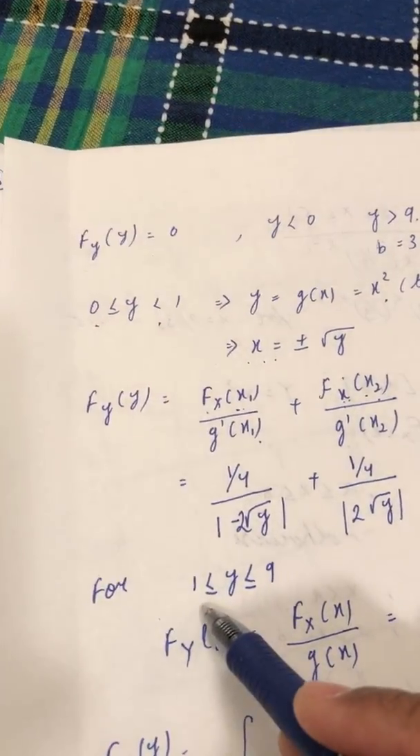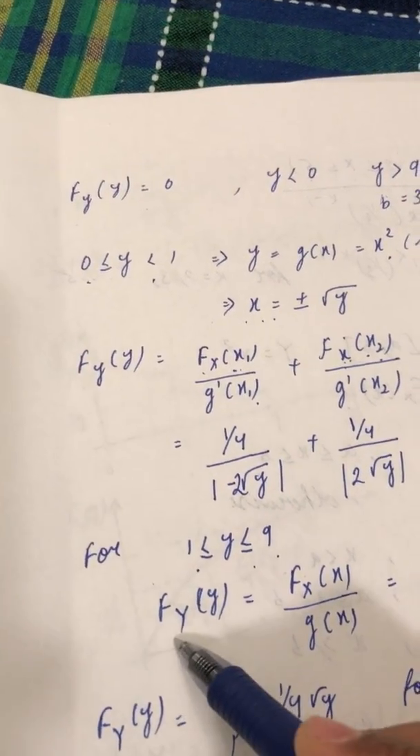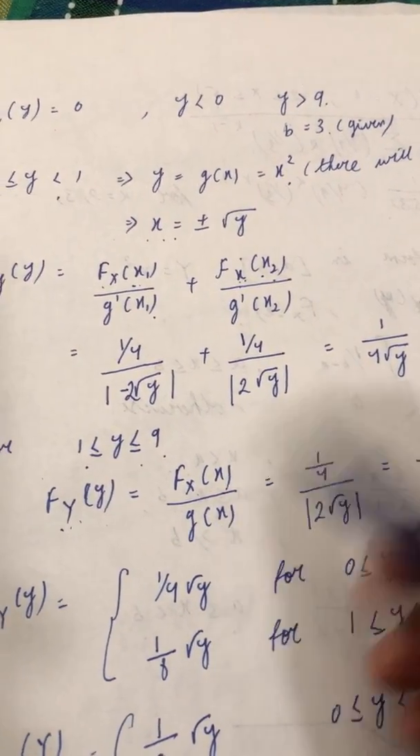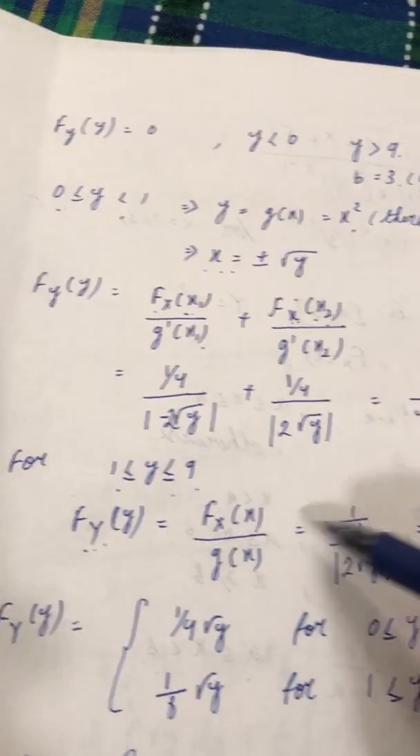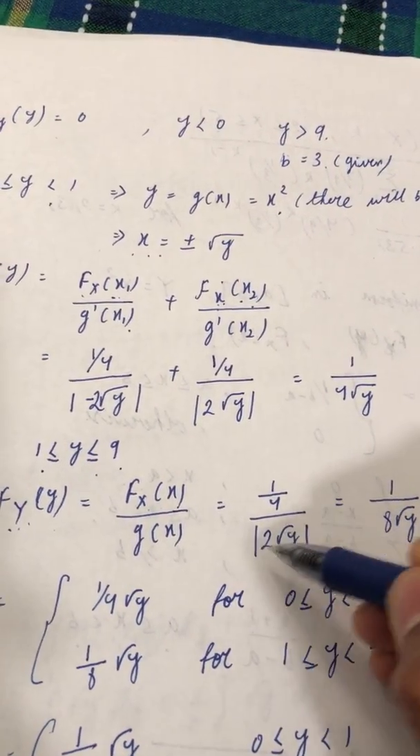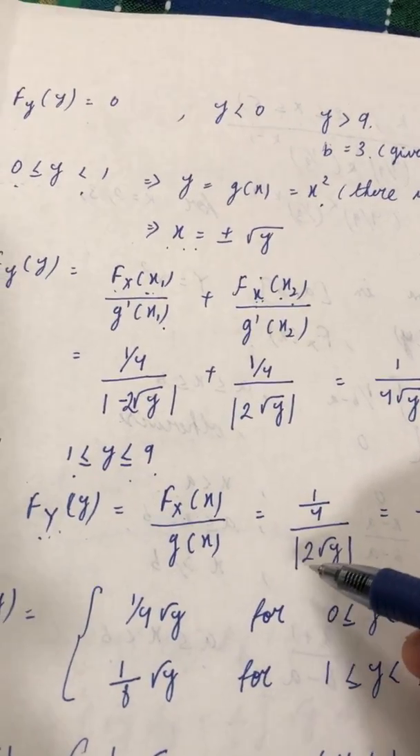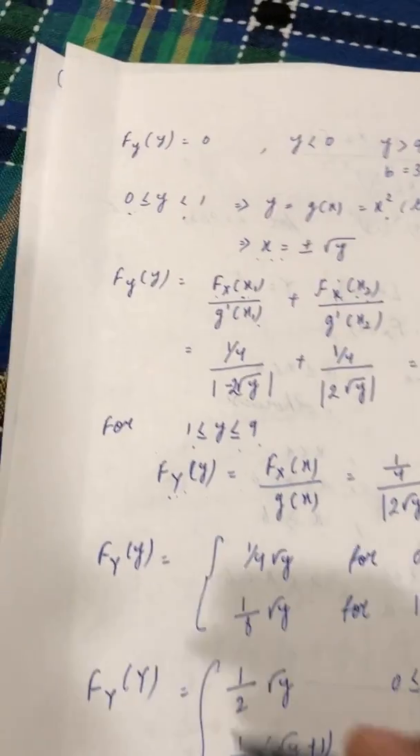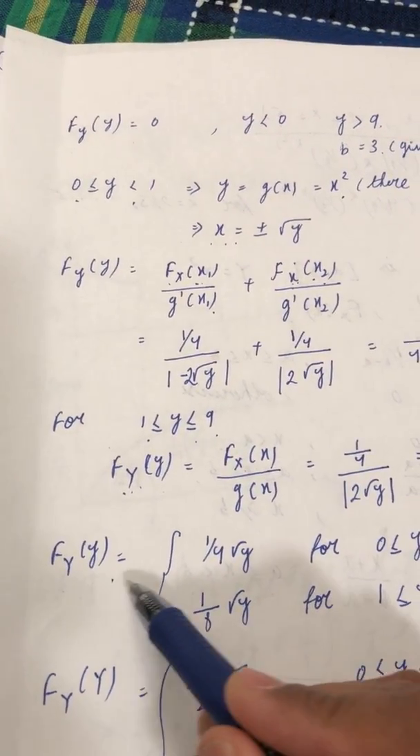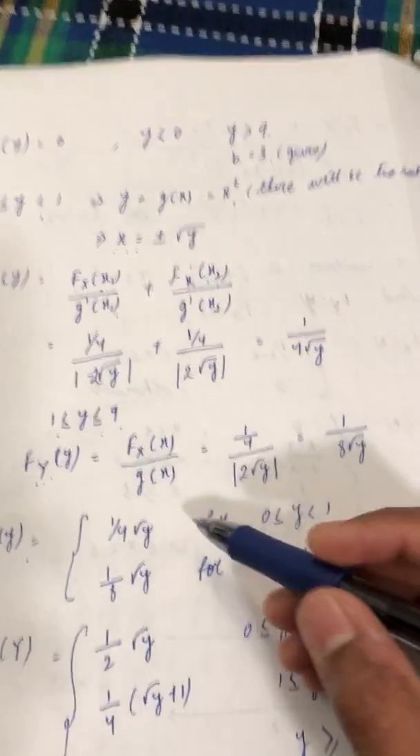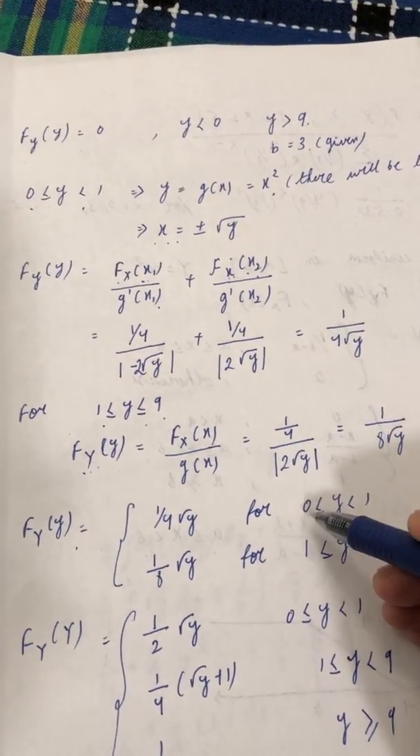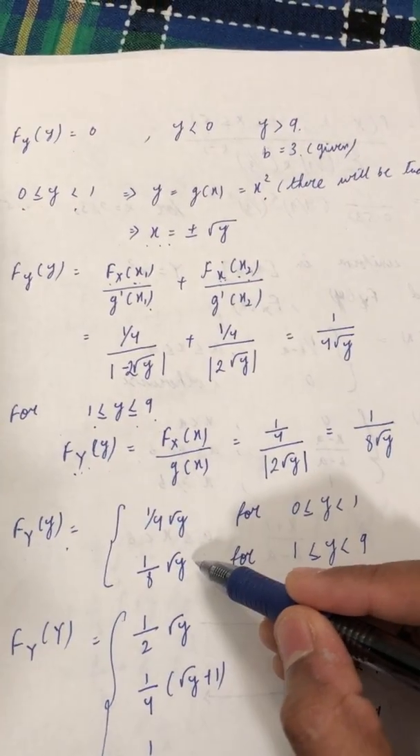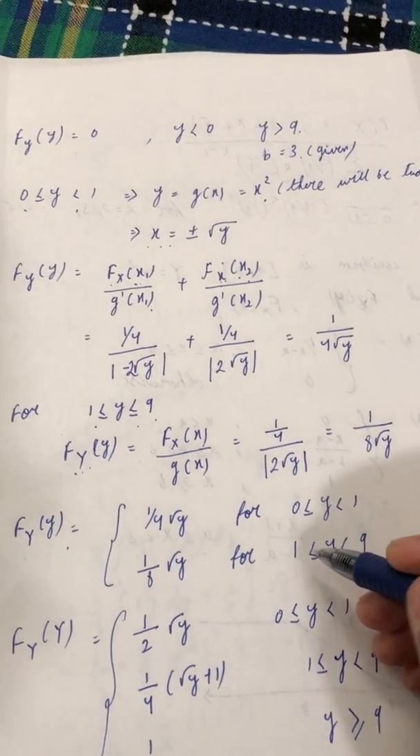For y in between 1 and 9, we can find fY(y) is equal to fX(x) divided by |g'(x)|. So fX(x) value is 1 by 4 and g'(x) value is |2 root y|, which is equal to 1 divided by 8 root y. So fY(y) can be obtained as 1 by 4 root y when y is in between 0 and 1, and 1 by 8 root y when y is between 1 and 9.